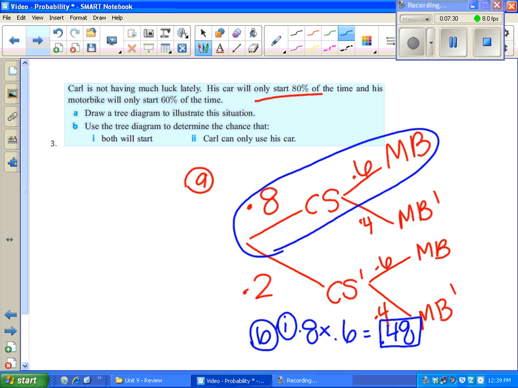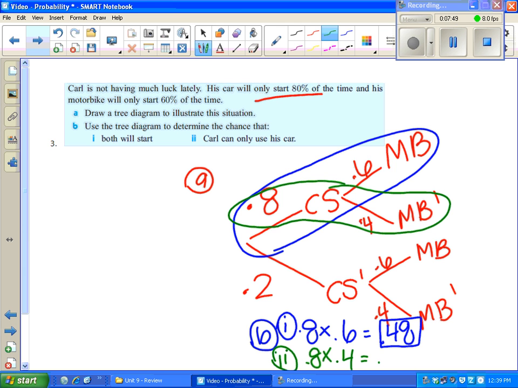And then the next little part says that Carl can only use his car. So what is the chance that he can use his car? I'll circle this in green. He can use his car, but that's it. So that means his motorbike's not starting. So now I'm moving along that green branch. So that is 0.8 times 0.4, which is 0.32.